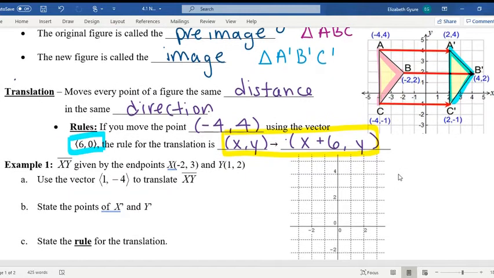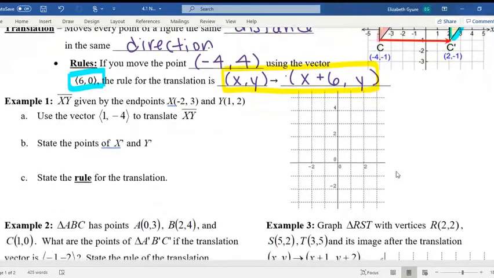Okay, so let's try this out. Example 1 says segment XY is given by the endpoints X (-2, 3) and Y (1, 2). Before you even look at what your problem is asking you to do, I would sketch it. I'm going to give you a little heads up here: it is not super easy to draw a nice straight segment on this tablet, so bear with me. That's why you guys have rulers. Rulers don't really work on this.